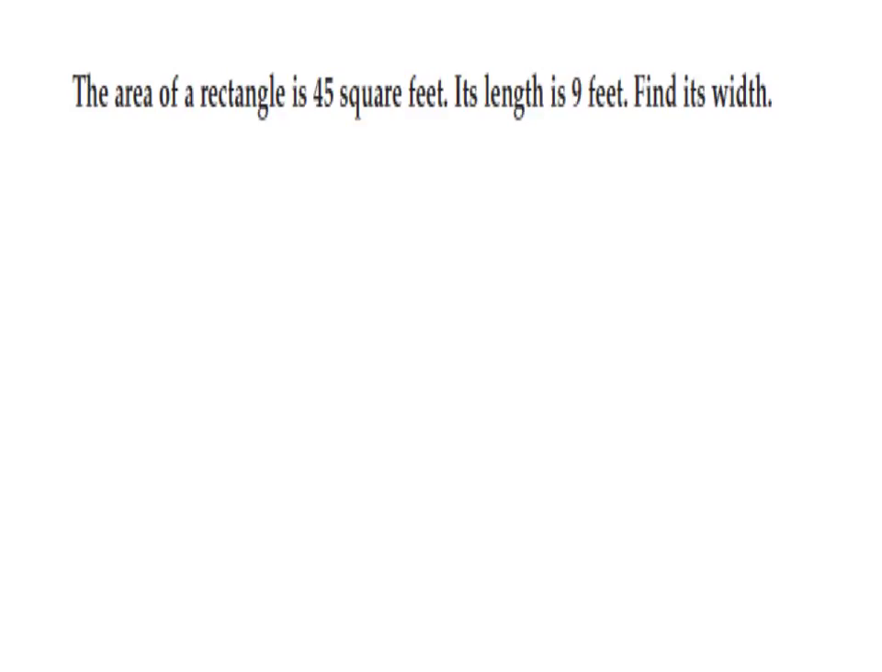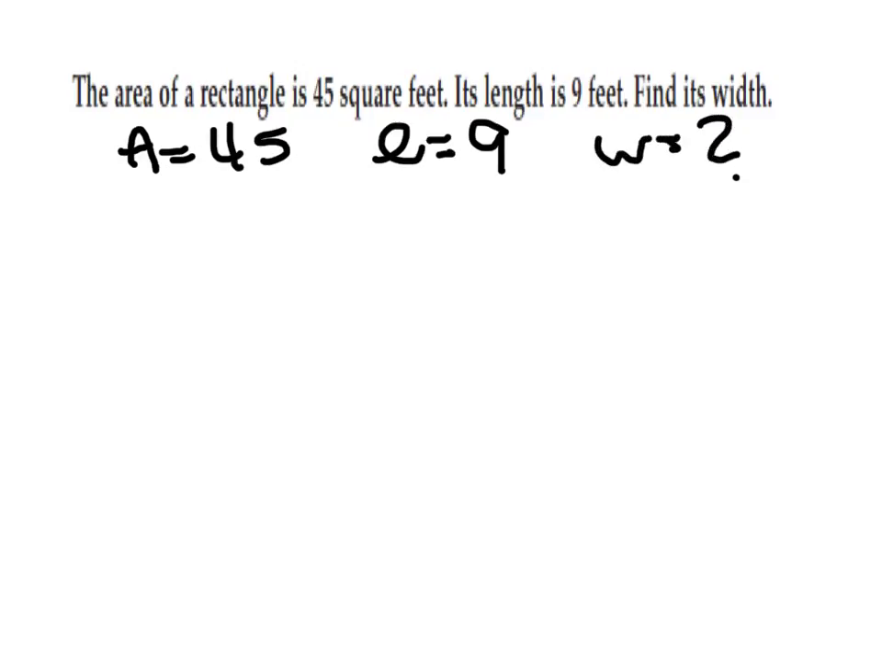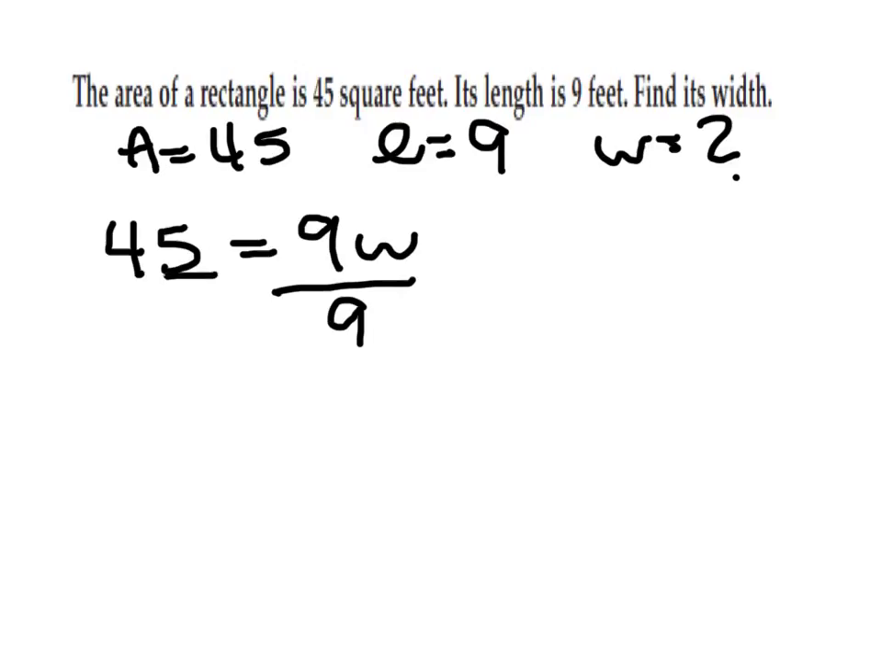On this slide it says the area of a rectangle is 45 square feet. Its length is 9 feet. Find its width. Alright, so that means I already know what A is. It is 45. I know what length is. It's 9. Width is my unknown. So going back to the formula, I have 45, because that's my A, is equal to length times width, which I don't know. And now I'm just going to go ahead and divide both sides by 9 to isolate the variable.